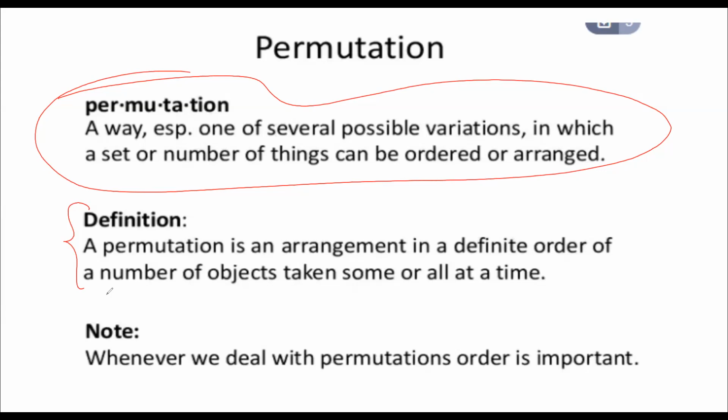Whenever we deal with permutations, order is important. This is something very, very important. So in permutation, order is important, and keep this in mind because you will see that very often when you use the word combination, what you really mean is permutation. And you'll see examples in a moment.